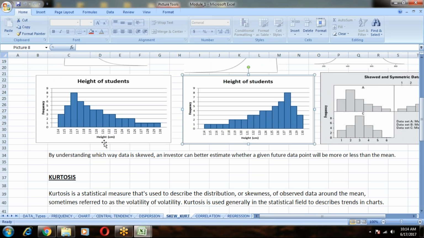You can see we have the height and, with it, the frequency. The value is measured along the horizontal axis and the frequency along the vertical axis. If you plot these values, suppose the first one is 114 centimeters, then 115 centimeters, 160 centimeters, 170 centimeters. For 117 centimeters, you can see we have the highest frequency. Now, if the distribution is symmetric in nature, how does it look? It looks like this particular diagram.